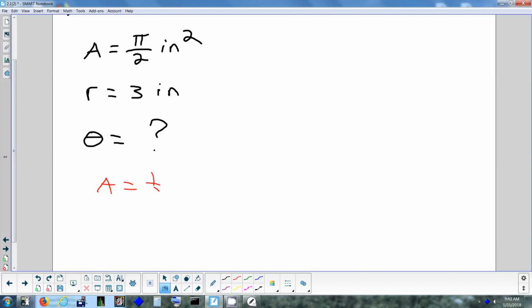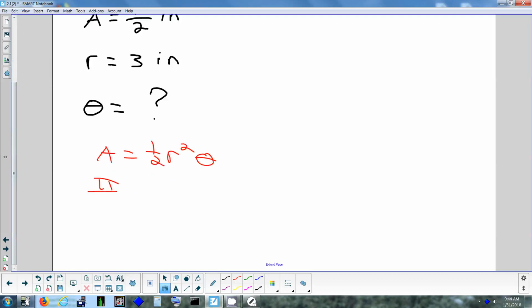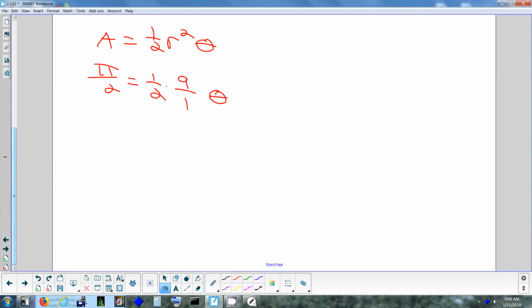So area equals 1/2 r squared theta. This time you don't even really need to figure out which one is which, they tell you. Area is pi over 2. Radius is 3, I'm going to square it right now. So 3 squared is 9. I also made it a fraction at the same time, times theta. Don't even write it as a decimal. It's a lot easier if you don't use decimals here, because if you do it this way, you get 9 over 2 theta.